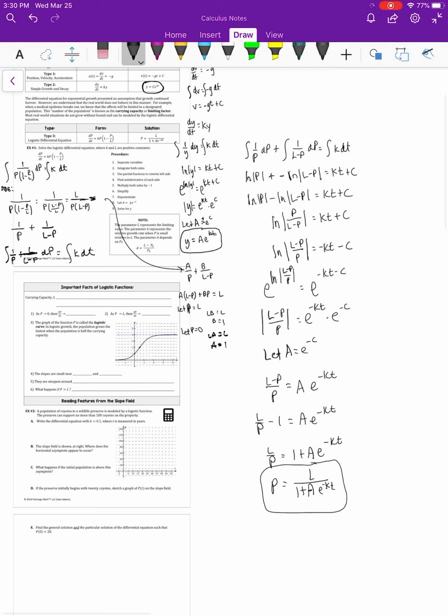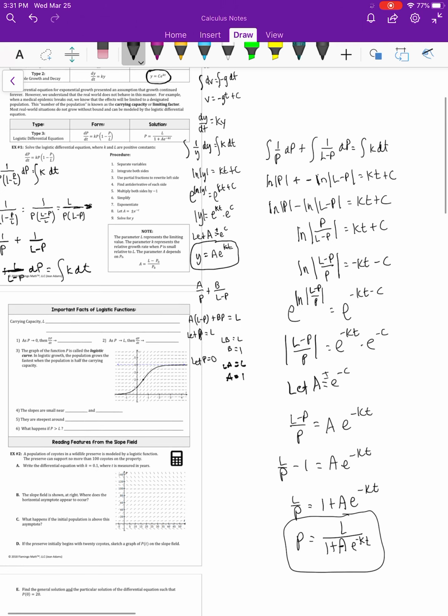Okay, so I'm going to move this back so we can go back here to see this note up here. And hopefully you noticed that the procedure for everything that we just did is right here. We separated the variables, we integrated both sides, we used partial fractions to rewrite the left-hand side, we found the antiderivative of each side, we multiplied both sides by -1, which flipped our P over L minus P to L minus P over P. And then we simplified, exponentiated, which is e to the power. We let a equal, and I forgot my plus or minus there. I should have put plus or minus there on my e to the negative c, and we solve for y.